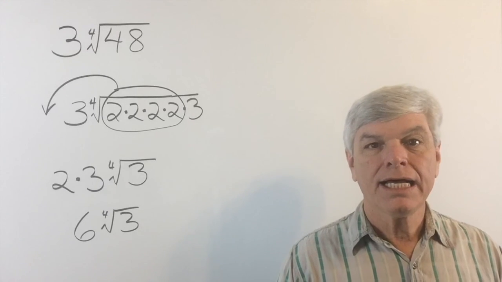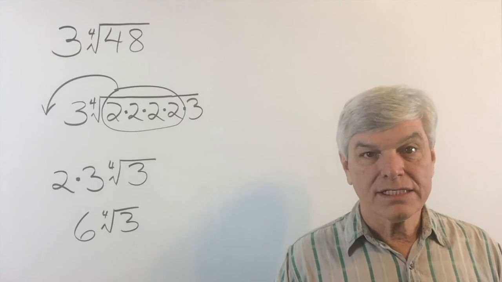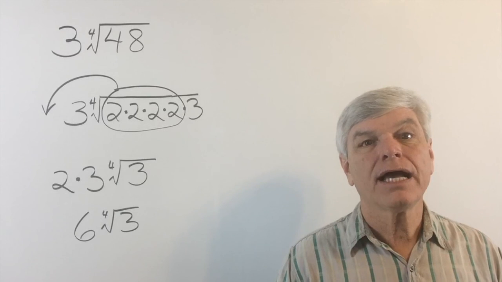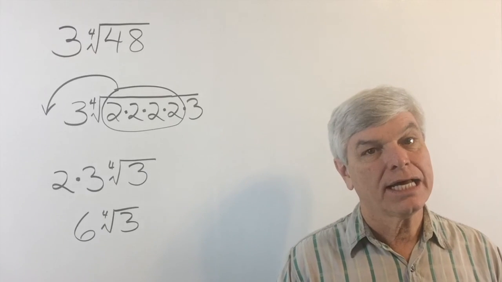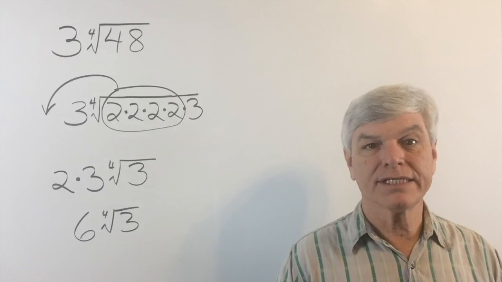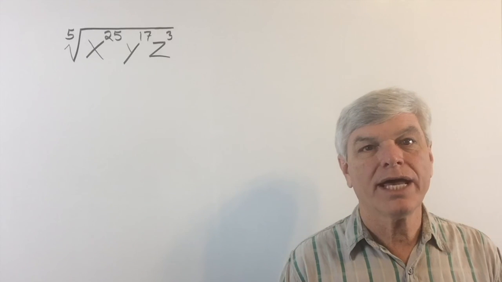Now let's try this with a higher root and throw some variables in there. Okay, we have the fifth root of x to the 25, y to the 17th, and z cubed.